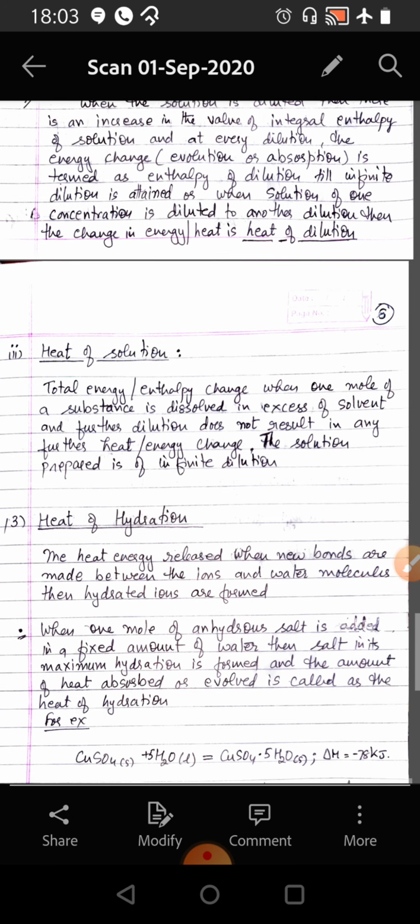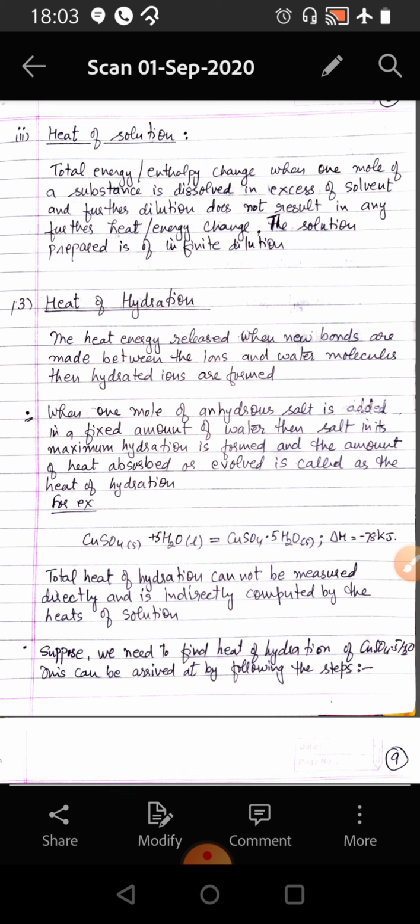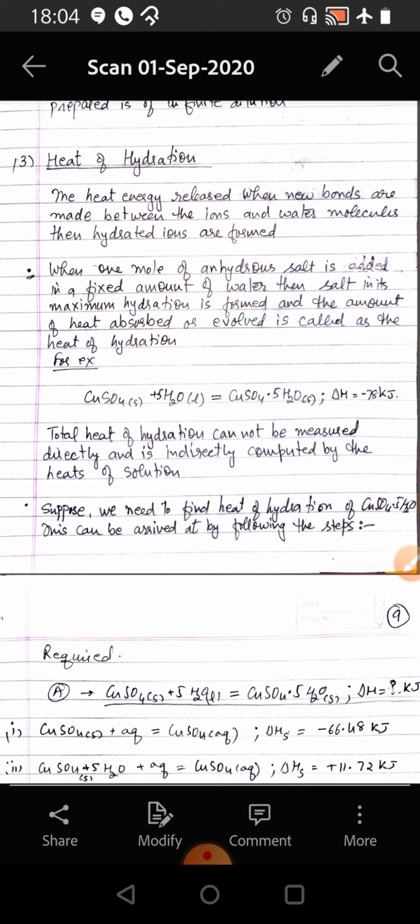Now this heat of solution is the total enthalpy change when 1 mole of a substance is dissolved in excess of solvent and further dilution does not result in any further heat energy change. Then it is known as heat of solution, and the solution prepared in such a manner is of infinite dilution. The next type of heat we come to is heat of hydration.